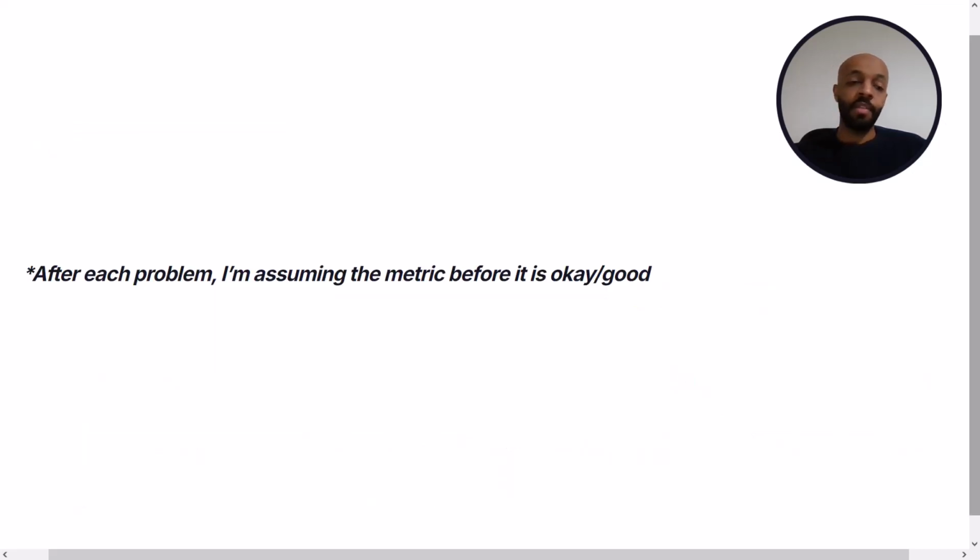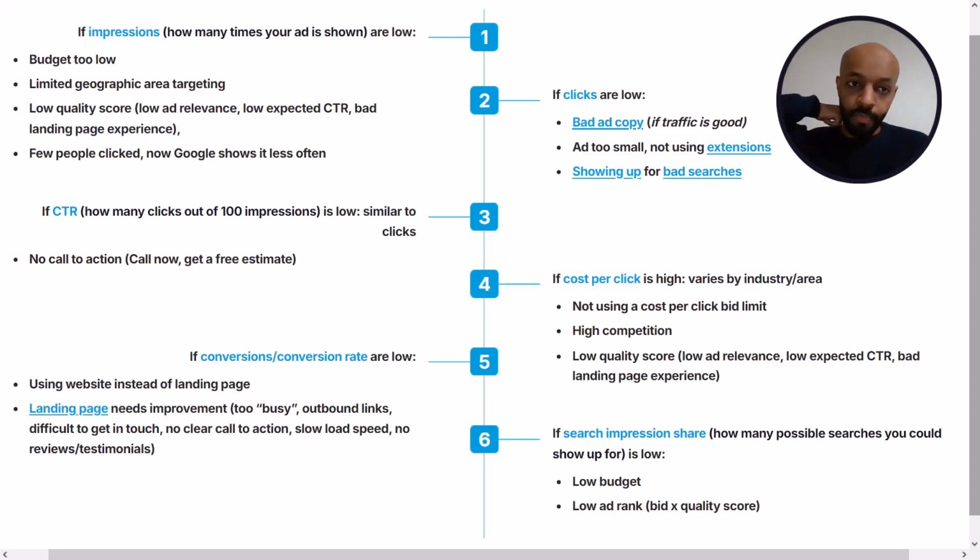So I'm going to go through each of these metrics, and one important thing to keep in mind is that after I talk about each metric, I'm going to assume that the one before it is okay, that it's where you want it to be, or that it's good. So I'm going to point out why that's important as we go on. So I'm going to go through these in order, okay?